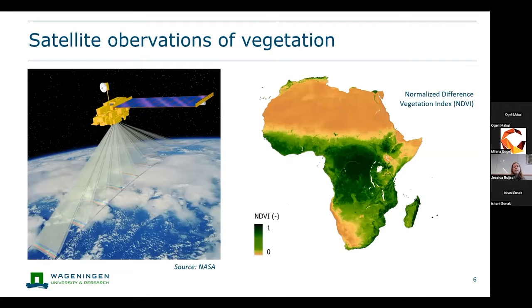So if we look at greening or an increase in green vegetation, we can of course go to the field and measure this, but on a very large scale, we can measure vegetation greenness with satellite data. And here on the left you see, for example, the MODIS satellite.